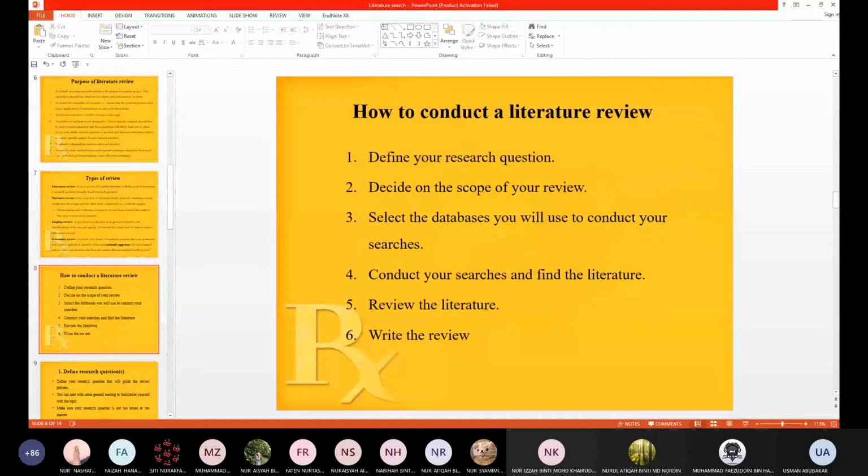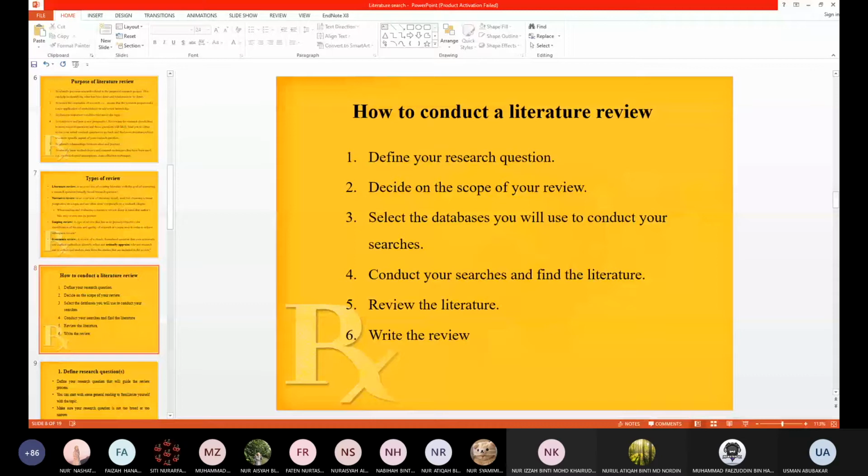The next thing is, what is the scope of your review? Who are you looking at? Are you looking at the knowledge, attitude, and perception among Malaysians, in South Asia, or across the world? Are you looking at it among patients with diabetes? Among the general public? Among children? Okay, so it depends on the scope. What do you want to achieve at the end of your review?